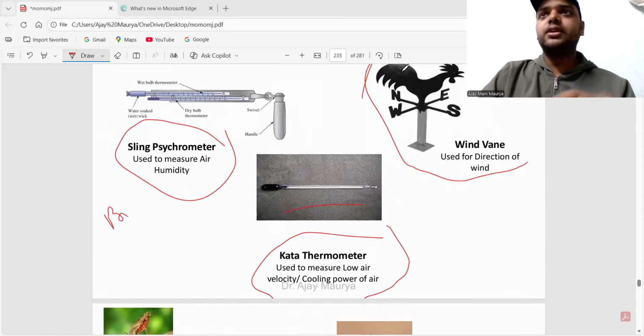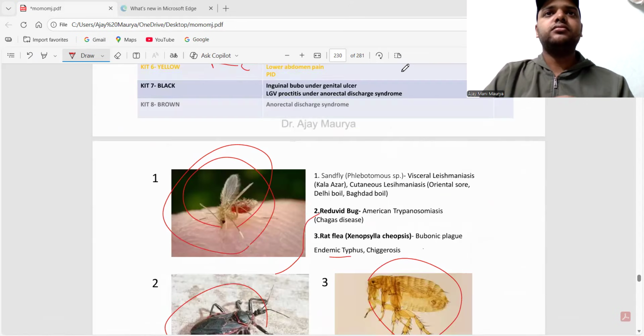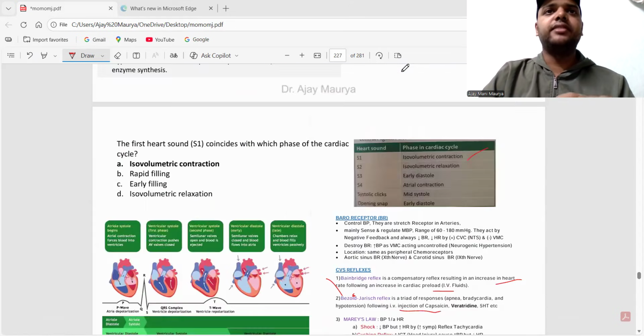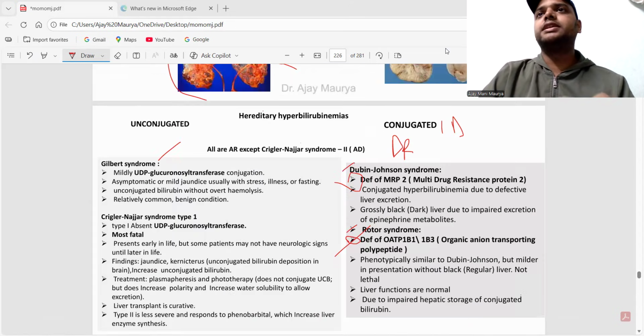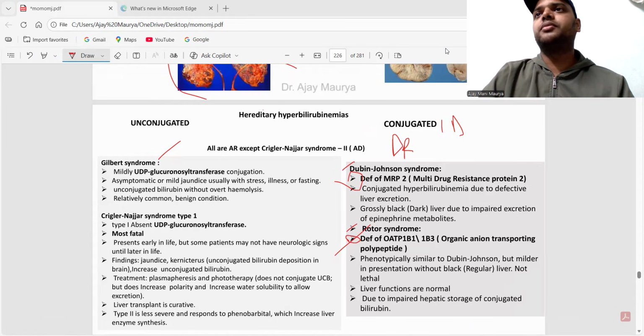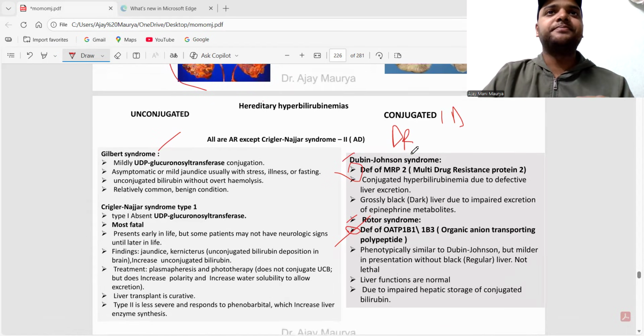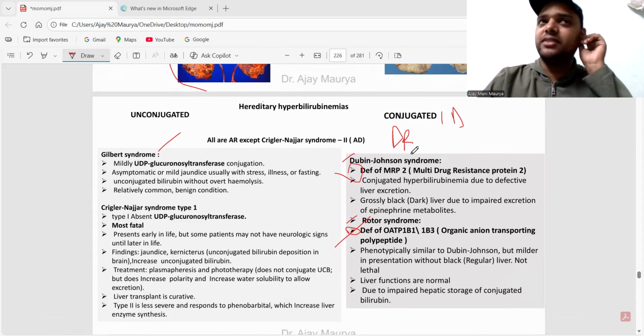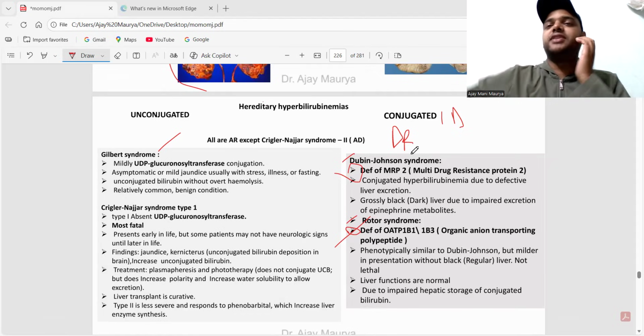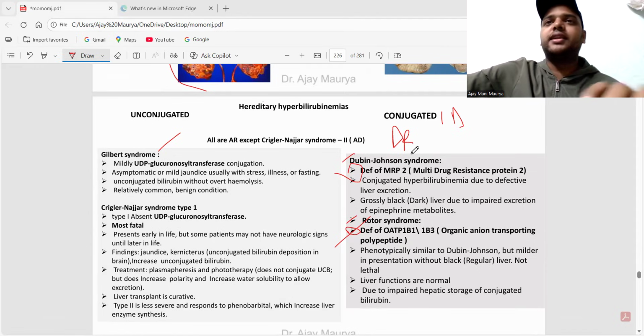Okay, so right now here, guys, from slide 240, this slide is a very important one. I have some mnemonics to share with you guys. Here, see, hyperbilirubinemias are both conjugated and unconjugated. Conjugated means direct bilirubin, also called direct bilirubin.